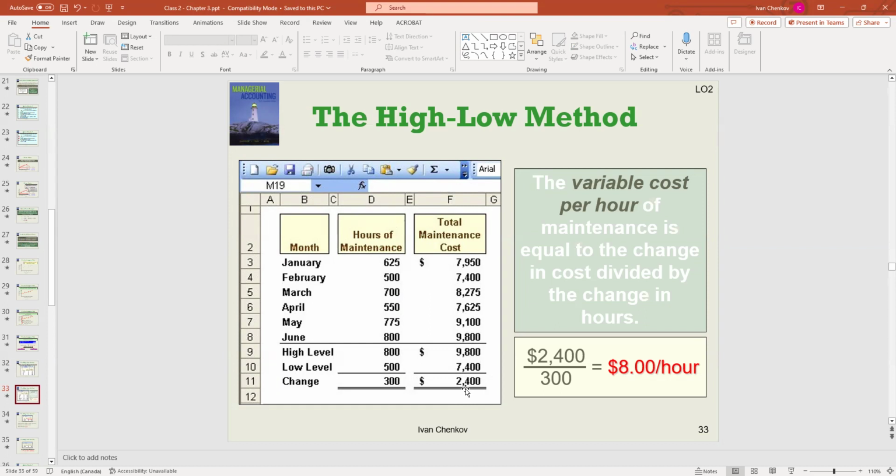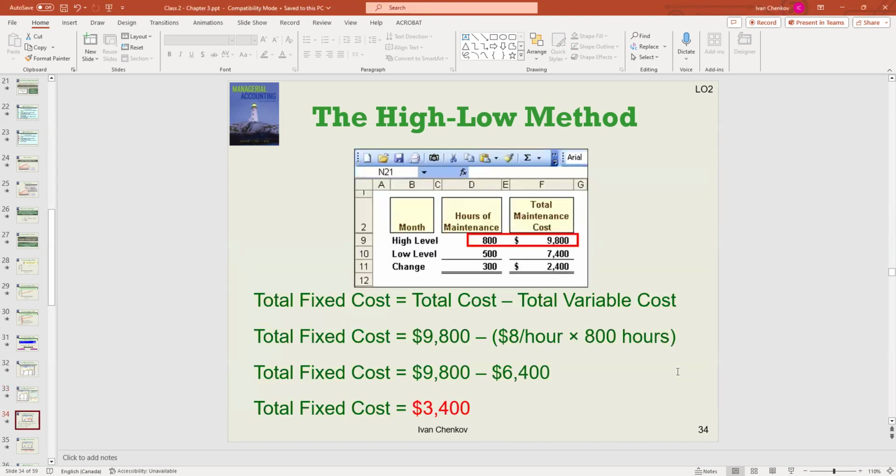Getting the differences, cost, usage. Cost is always the numerator, usage is the denominator. Come up with the cost per usage. In this case, cost per hour. Once we get the cost per hour, it doesn't matter which level we're going to use. Are we going to use the high level, or are we going to use the low level? Under both levels, we're going to get the same result, $3,400.